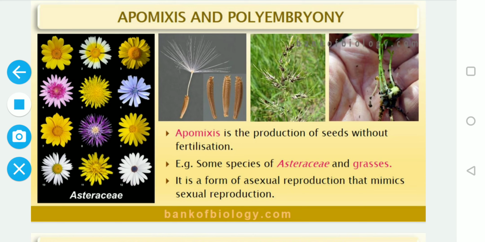Apomixis is the production of seeds without fertilization. During reproductive evolution, it is nothing but for the purpose of survival. It is a form of asexual reproduction and mimics sexual reproduction also. So here are some examples. These are all apomictic seeds. The phenomenon is known as apomixis.